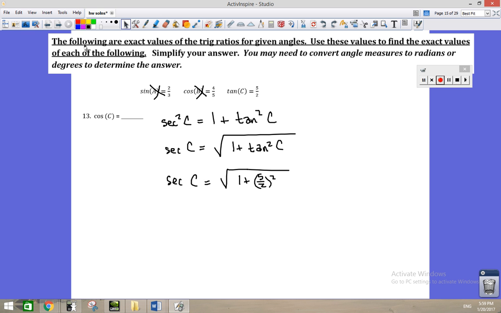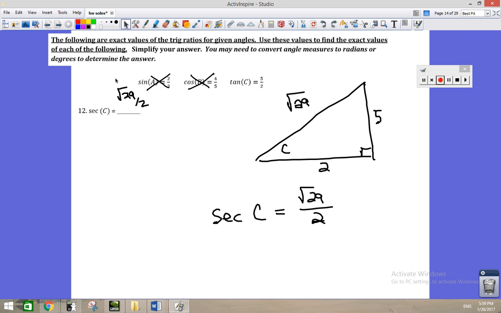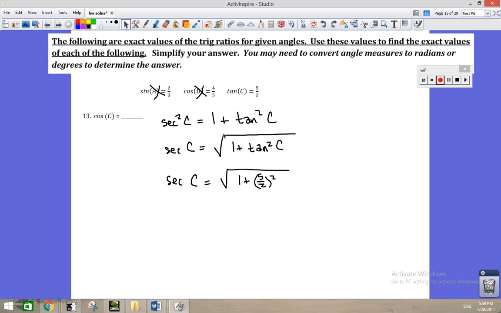Or did I already do secant of C? Oh, I did secant of C already. Two different ways. I'm like, man, this is looking pretty familiar. Well, let's just keep going. I guess I'm already all the way done. I was like, man, this is looking familiar.